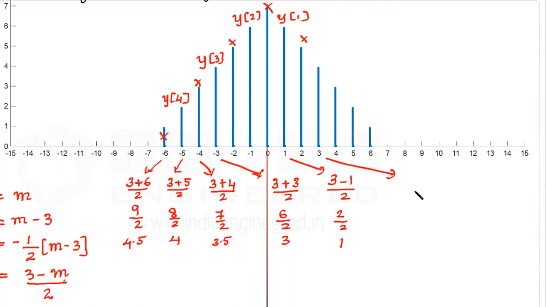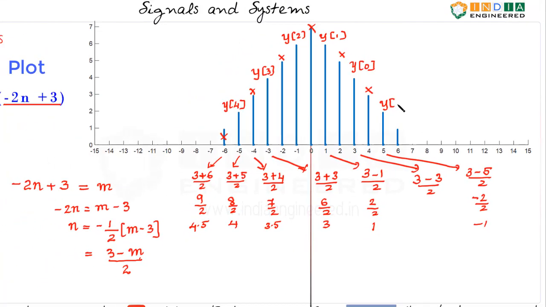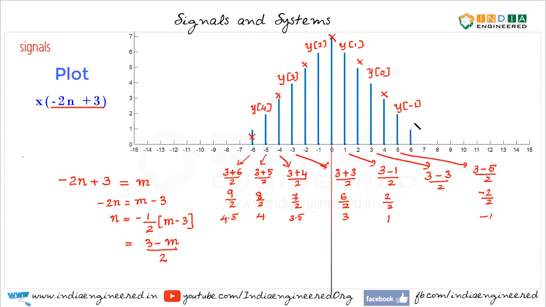So this here will be 3 minus 3 by 2, which will be our y of 0. We won't be having this in our output. This will be y of 3 minus 5 by 2. 3 minus 5 will be minus 2, minus 2 by 2, which is minus 1. So we will get y of minus 1. This we won't be having in our output. Now in this way we can quickly find out how x of minus 2n plus 3 will look like. Now it's up to you to find out why this method works.